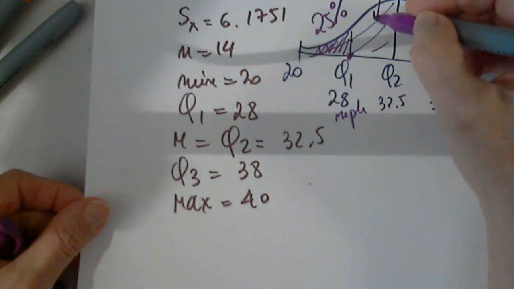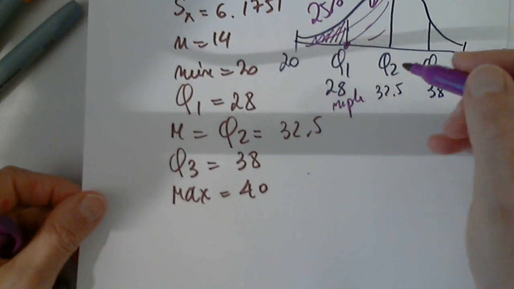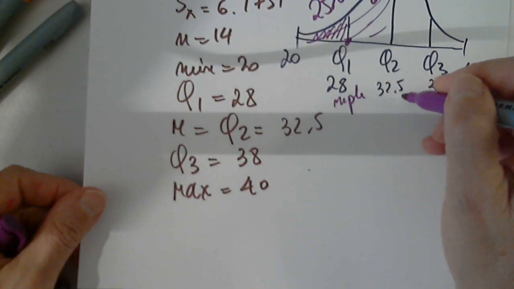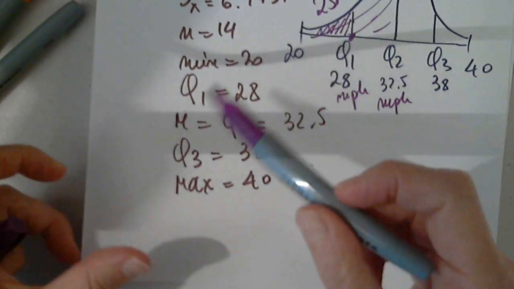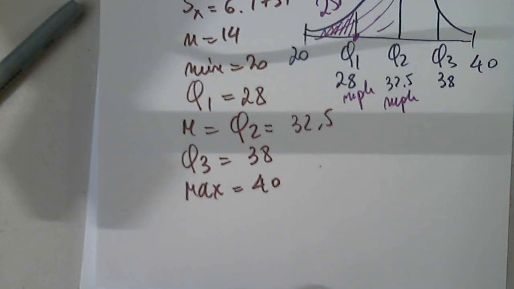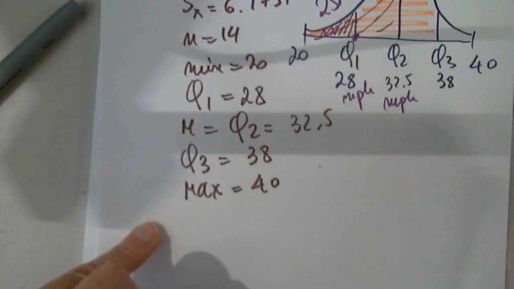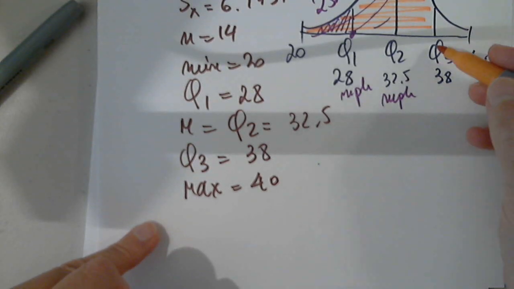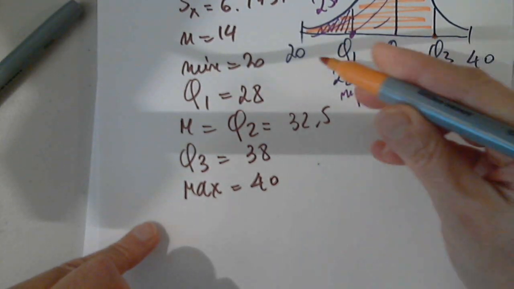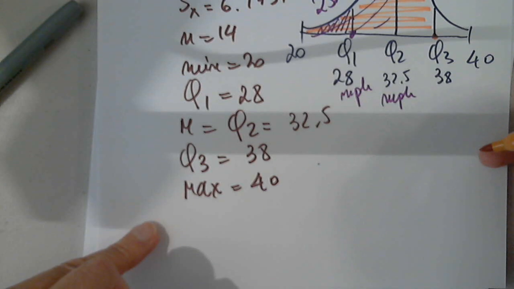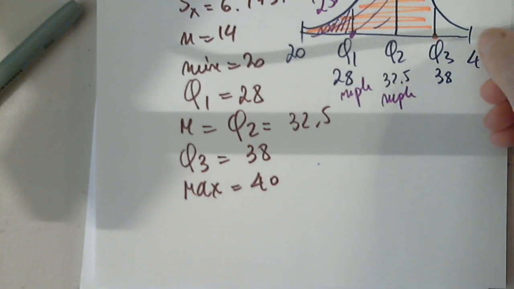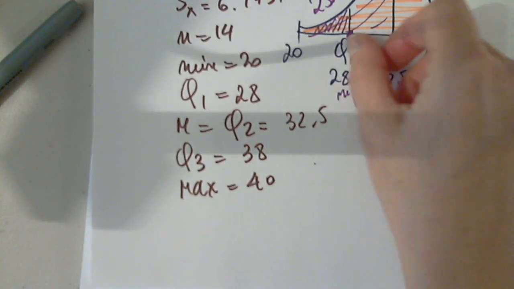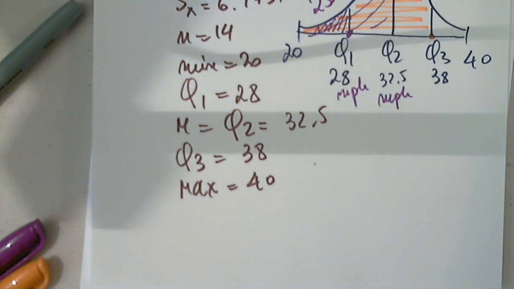50% of them drove at a speed lower than 32.5 miles per hour. Now, 75% of them drove at a speed lower than 38 miles per hour. And all of them from the data set, 100%, drove at a lower speed than 40 miles an hour.